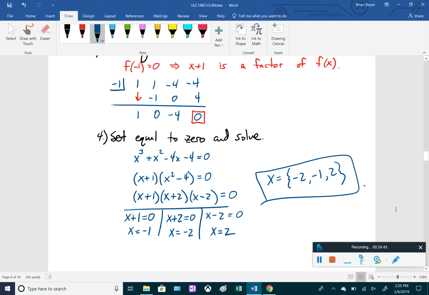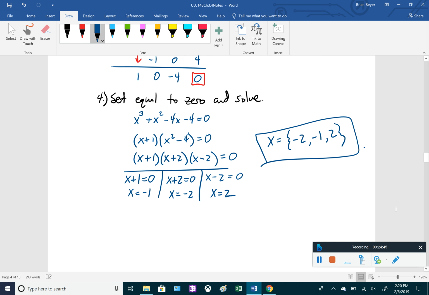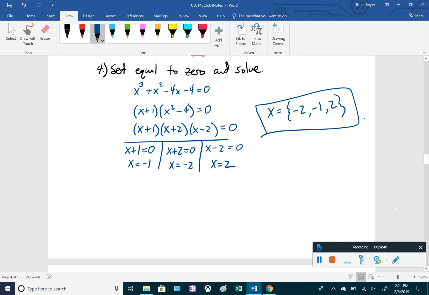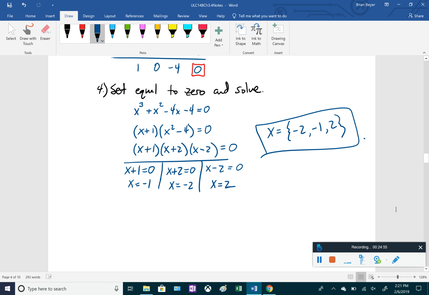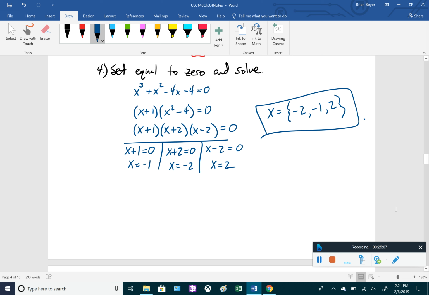Since f of negative 1 is 0, we knew that x plus 1 is a factor, which means that we can factor our original that was set equal to 0 as x plus 1 times something. And right above here in synthetic division, the coefficients of 1, 0, and negative 4 correspond to x squared plus 0x minus 4, so just x squared minus 4. We factor that using the difference of squares method, x plus 2 times x minus 2. We set all of those factors equal to 0. We get answers of negative 2, negative 1, and 2. Those are our x-intercepts.